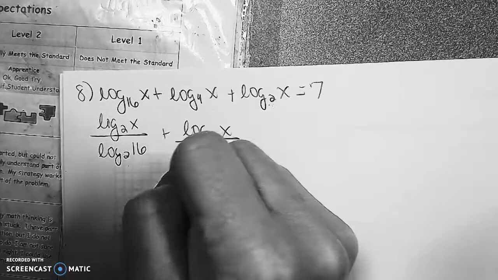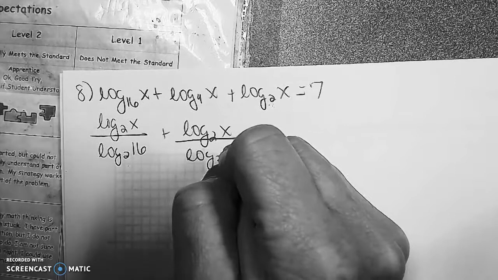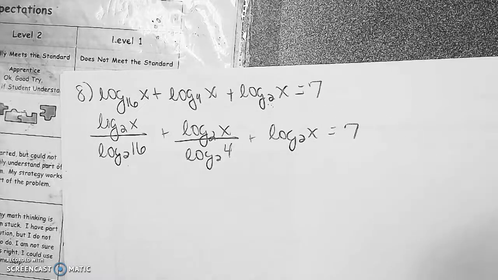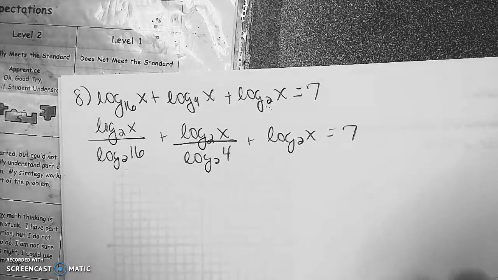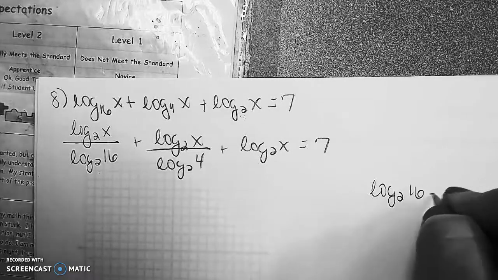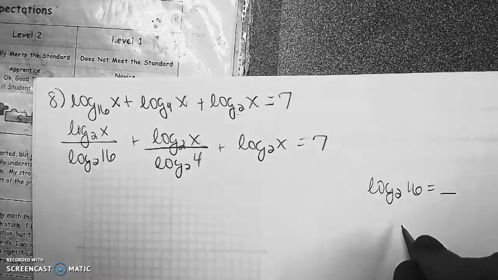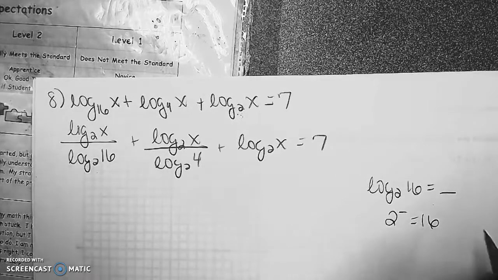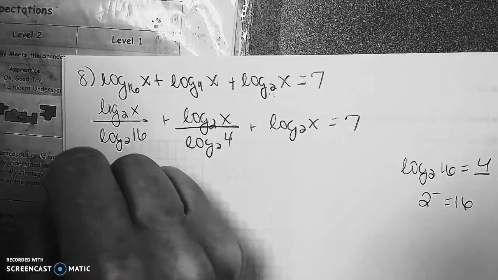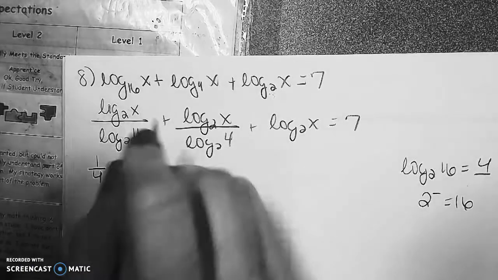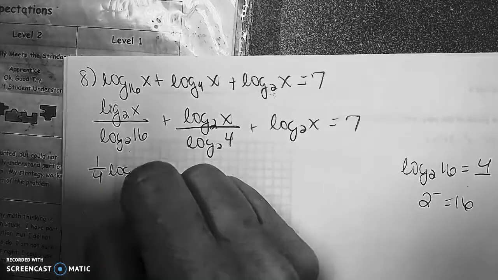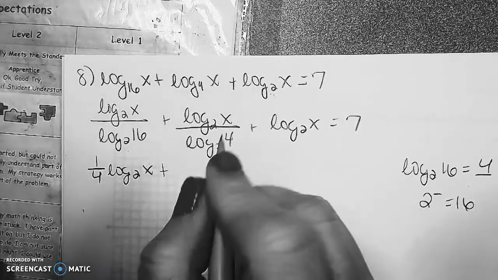Log base 2 of x over log base 2 of 4 plus log base 2 of x will equal 7. So actually I'm glad I chose log base 2 because log base 2 of 16 equals something. If I convert that to an exponential, 2 to the something is 16. What is that something? It's 4. So log base 2 of 16 is actually 4, so I wrote that as 1/4 out front. Log base 2 of 4 would be 2.